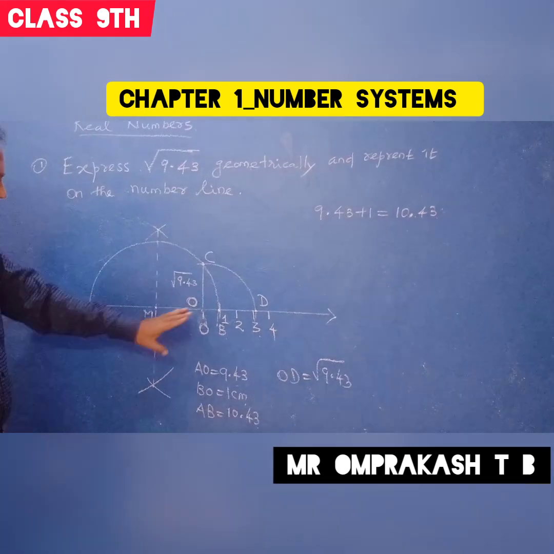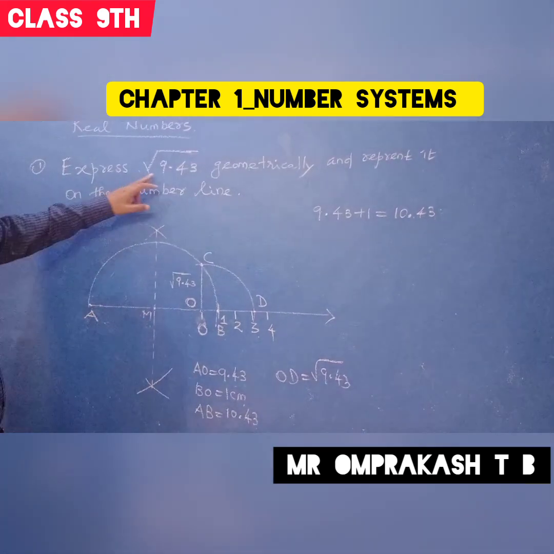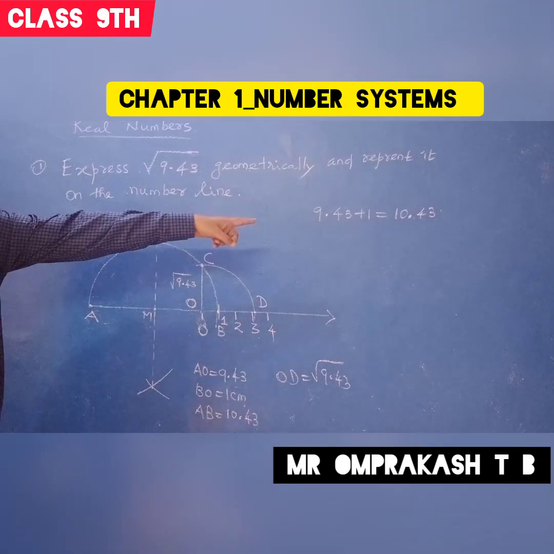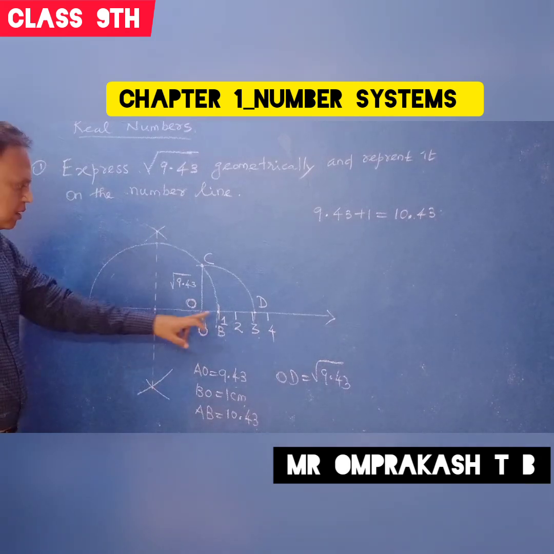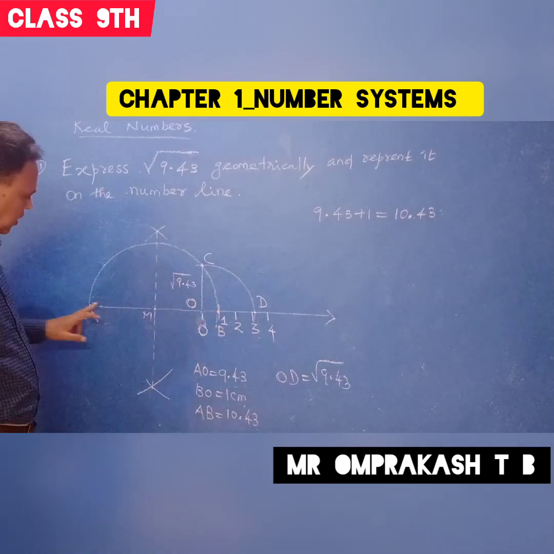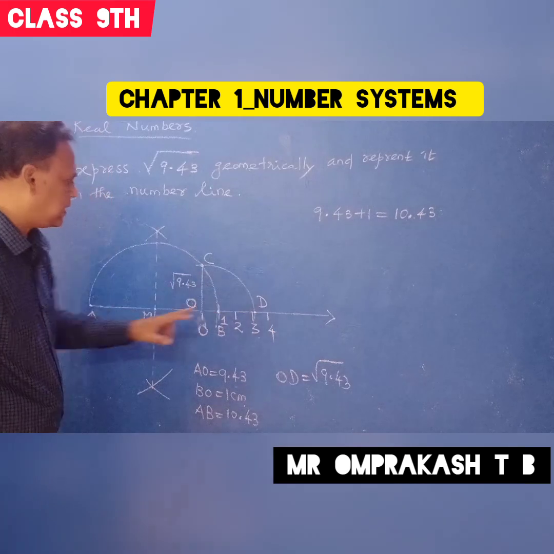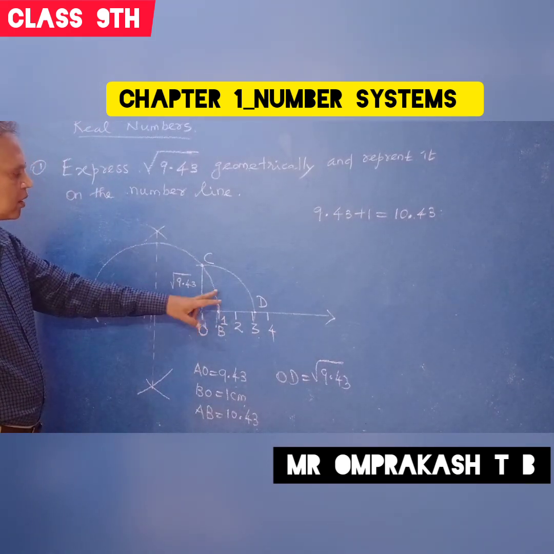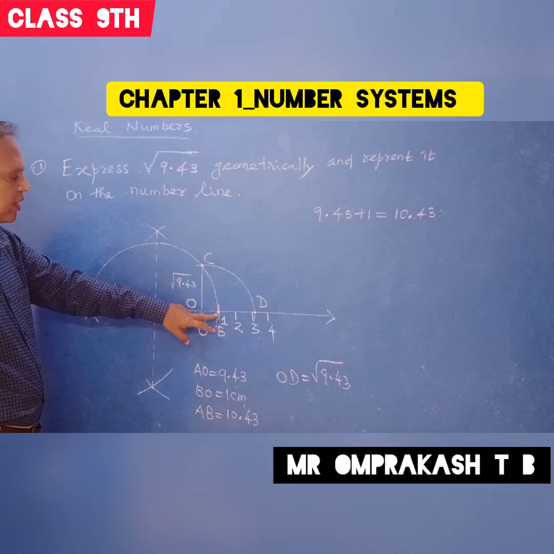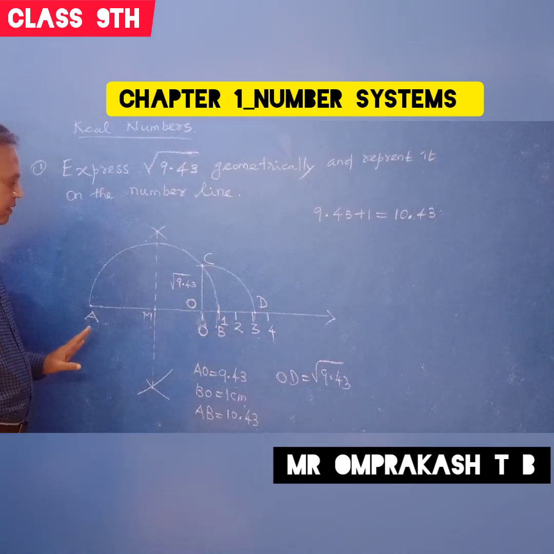So again I will explain this. First, what you have to do: 9.43 plus 1, you will get 10.43. So you measure 10.43. Draw a ray like this from A. From A, measure 10.43, cut the arc, and draw the arc at B on the number line.